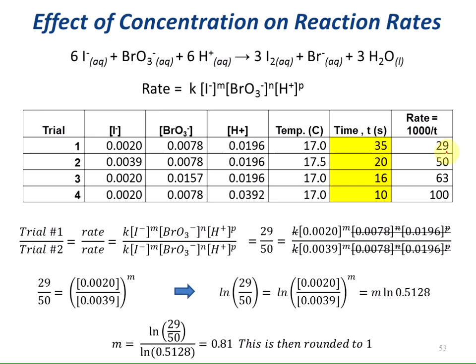Once we have our rates of the reaction, then we can start setting up our ratio like we looked at in our previous video lecture, and we can determine the orders of the reaction with respect to each reactant.